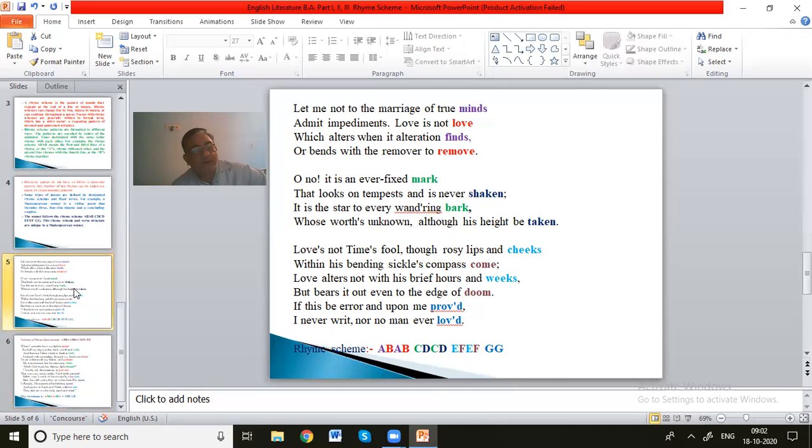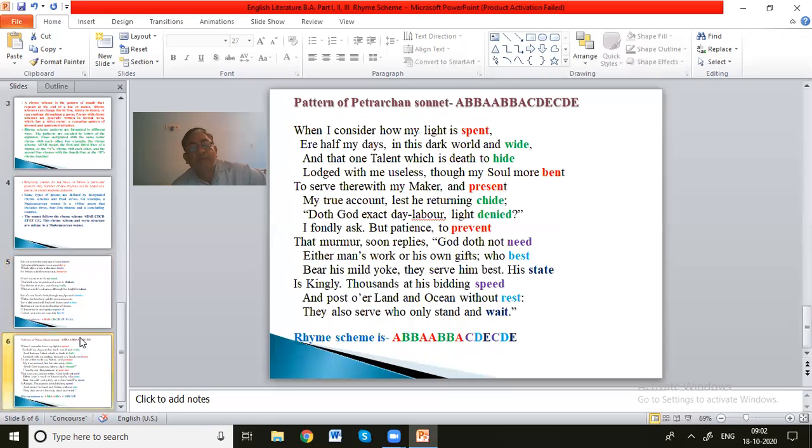Now another example of a poem is the Petrarchan sonnet. The Petrarchan sonnet has a different rhyme scheme. The Petrarchan sonnet is a model which was first introduced by Petrarch, an Italian poet. Then it was followed by many English poets, and John Milton is one of them. The pattern is A B B A A B B A C D E C D E. Now let us try to understand it with a poem. The poem is also in the syllabus of Part 1.